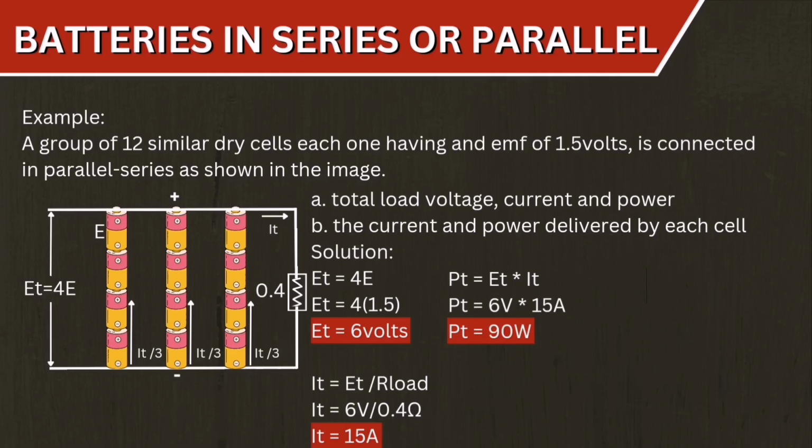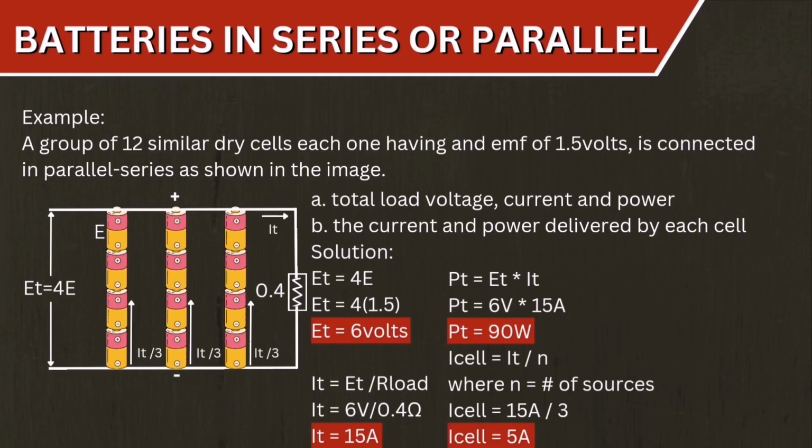We go now to question B, which is the current and power delivered by each cell. So I cell is equal to I sub T divided by N, where I sub T is the total current and N is the number of sources in parallel. So I cell is equal to 15 amperes divided by 3. That will result in 5 amperes, meaning 5 amperes is flowing in each branch of the sources.